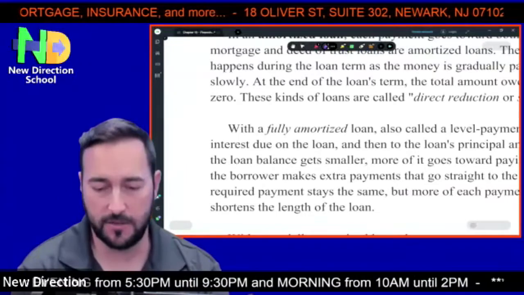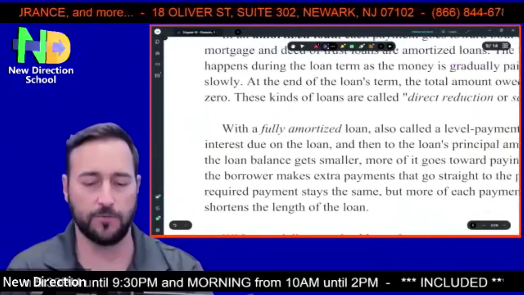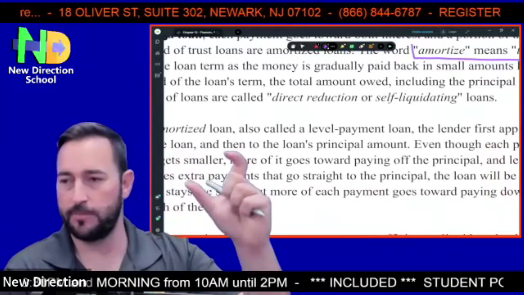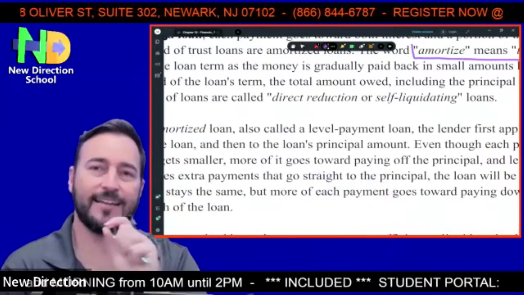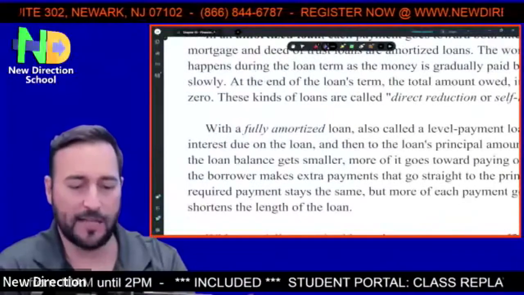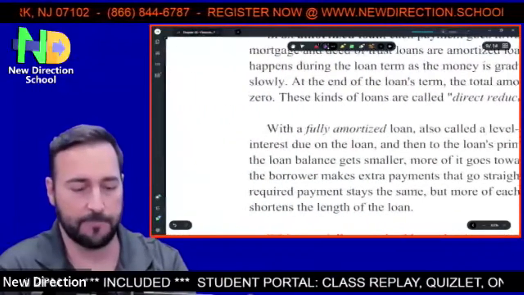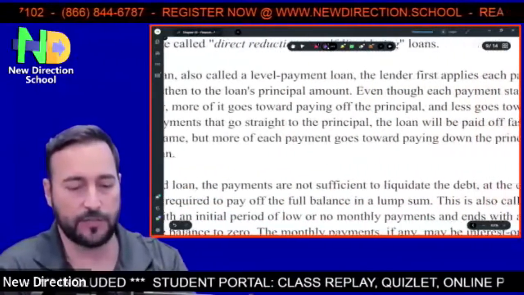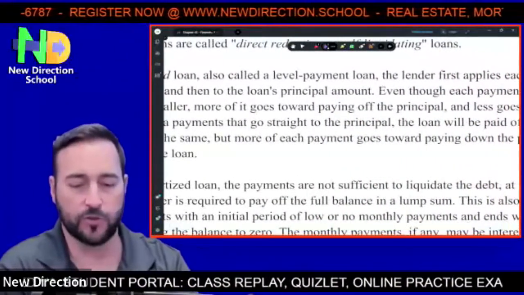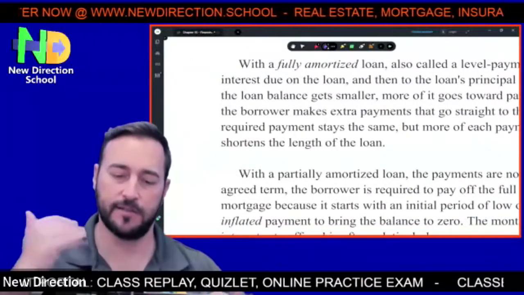With a fully amortized loan, also called a level payment loan, the lender first applies each payment to the interest due on the loan, then to the loan's principal. So, from the calculations we did before, the majority of the payment goes towards interest first and then principal. Even though each payment stays the same, the loan balance gets smaller. More of it goes towards paying off the principal and less goes towards the interest. If the borrower makes extra payments that go straight to the principal, the loan will be paid off faster, and the required payment stays the same, but more of each payment goes towards paying down the principal, which shortens the length of the loan. So we already covered this. Let's go to the next one.